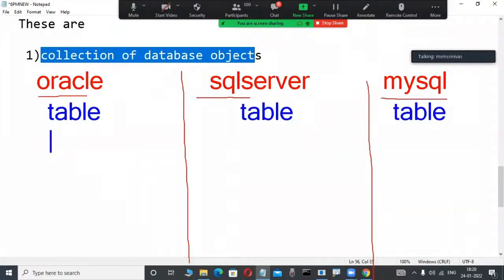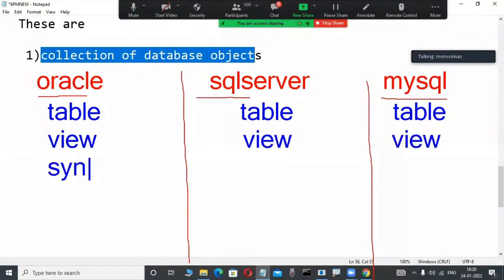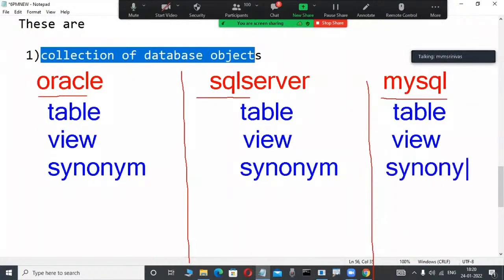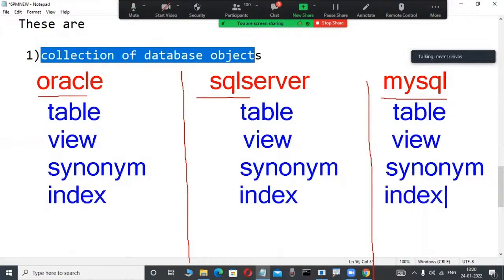Same for view, which is a database object with some purpose. View is there here, and here also. Synonym is a database object too. What is a synonym? What is a view? We will learn them in our course, don't worry. Synonym is available here also. Index is there, and here also; these are called objects. These are big concepts.